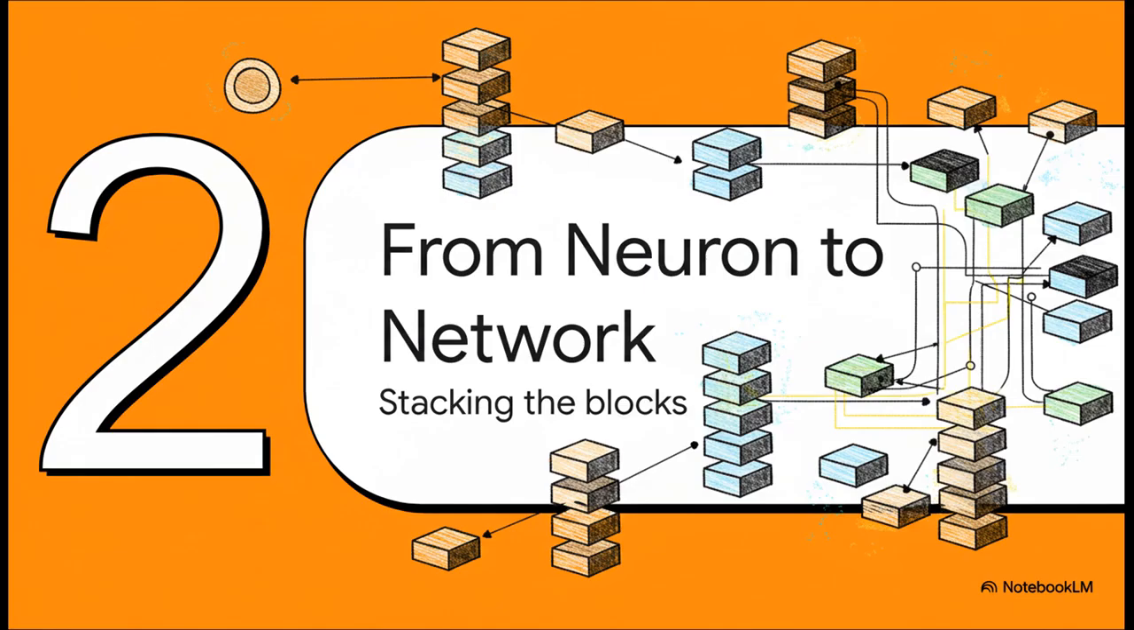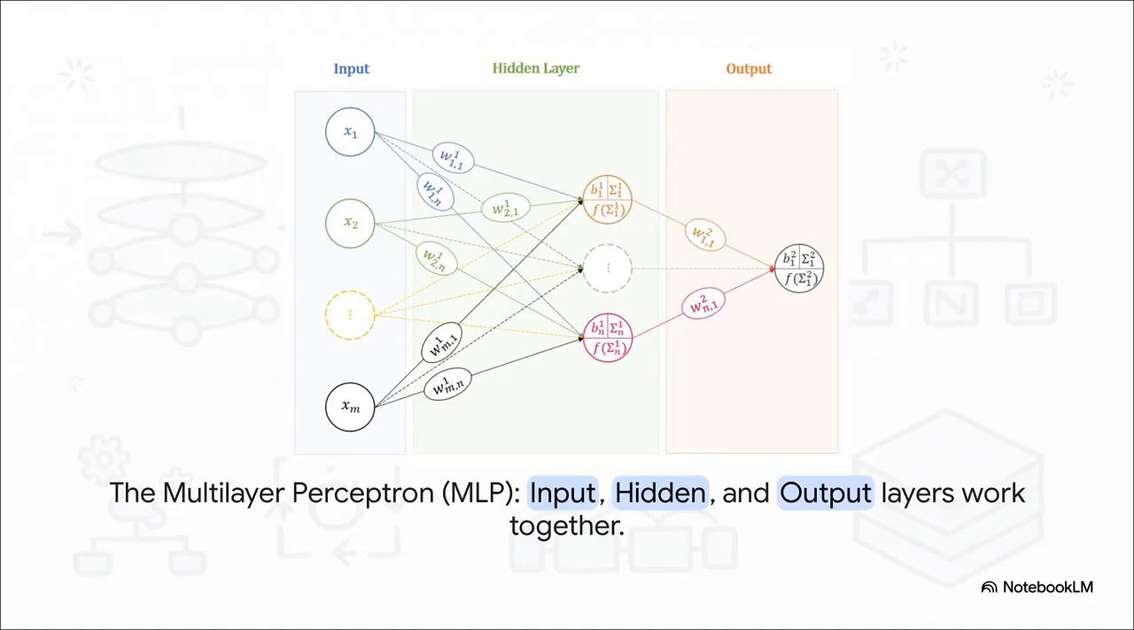So let's see how we actually go from that one little neuron to a full-blown network. All right, I know this looks a little intimidating with all the symbols, but trust me, let's just ignore the math for a second and focus on the flow. Information comes in on the left, right? That's the input layer. Then it travels through these hidden layers in the middle. This is where all the real thinking happens. And finally, the answer pops out on the right from the output layer.